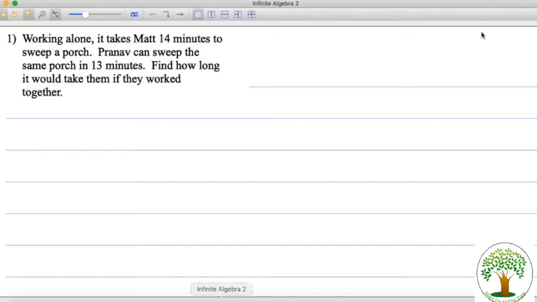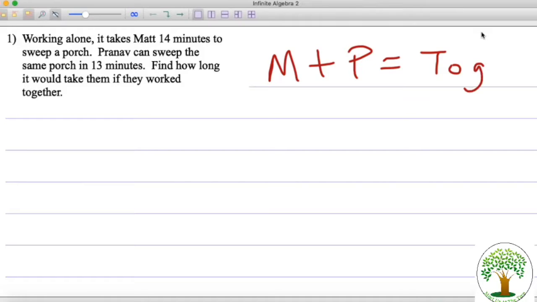Okay, so I'm going to make a rudimentary equation here. First we have Matt, plus Pranav working together will equal all of it together. So add it all together. This is our basic equation. Are you with me so far?